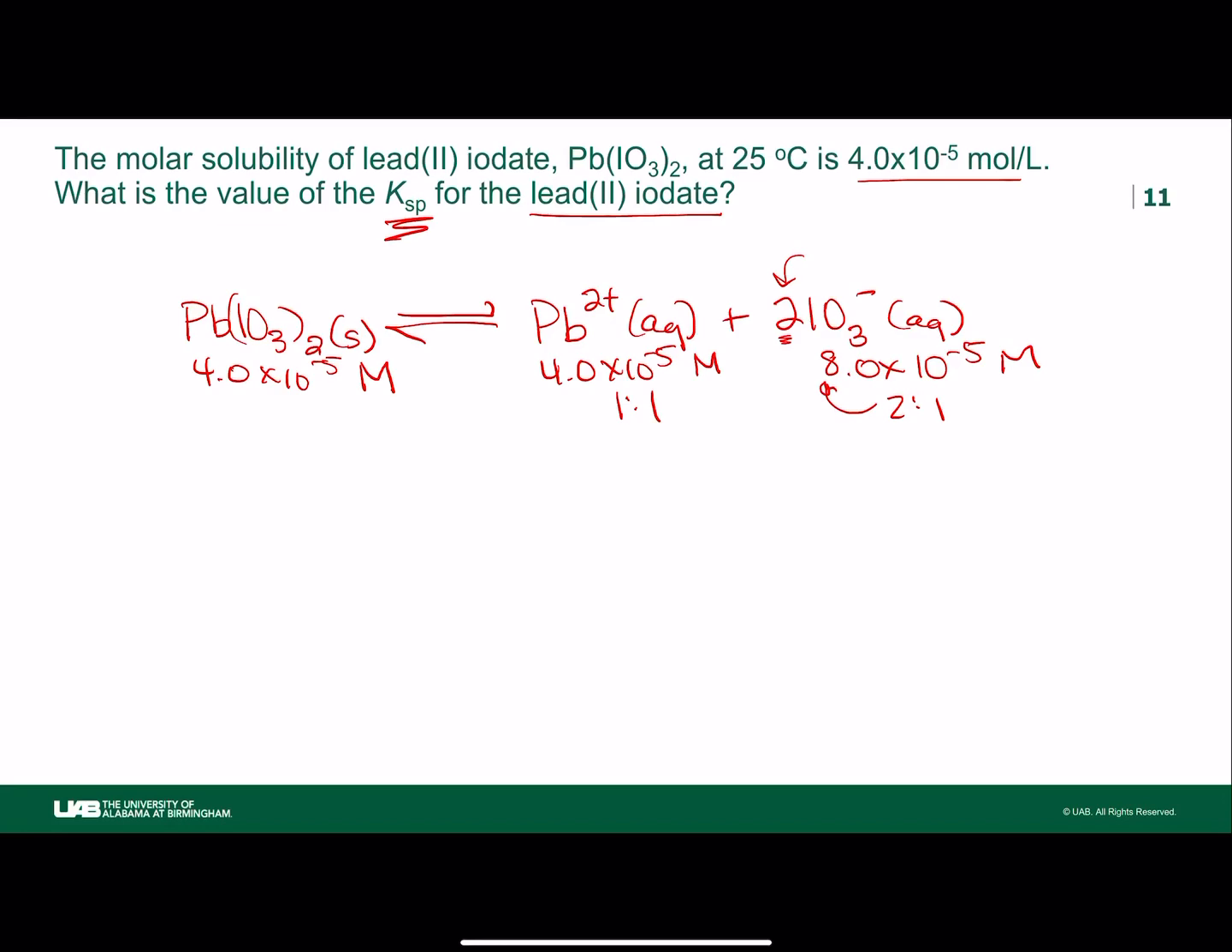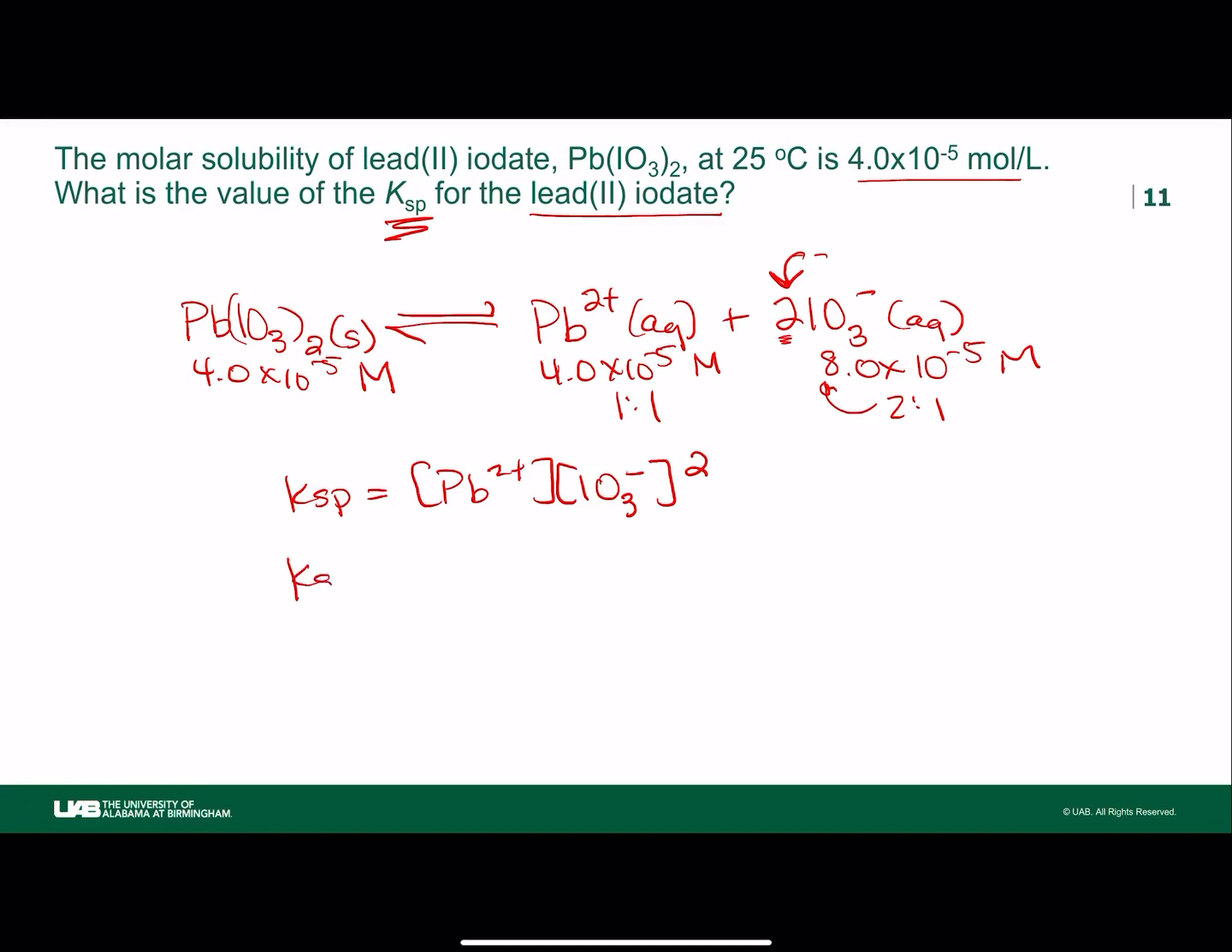So I end up with twice as many iodate anions as I do lead. Now I have my concentrations. I didn't set up an ice table, but that's okay. I can set up a KSP expression anyway, and I can say that I have lead 2 plus, and I have iodate, and I have to square it. I have to square it because of the 2 right there.